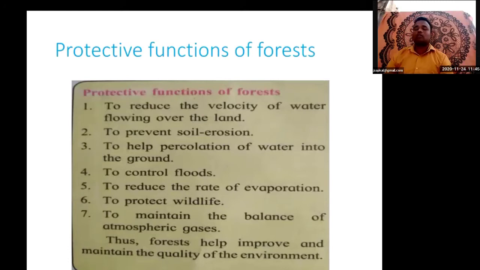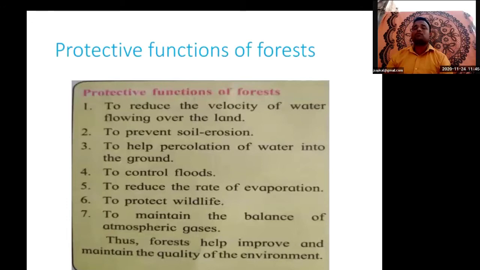To protect wildlife. If you think about the forest, many wildlife are there. It always protects the wildlife, many animals. Many animals have their shelter in the forest, and many plants are there. To maintain the balance of atmospheric gases, see, this is an important point. The forest always helps to maintain the environmental balance, or we can say atmospheric gases.